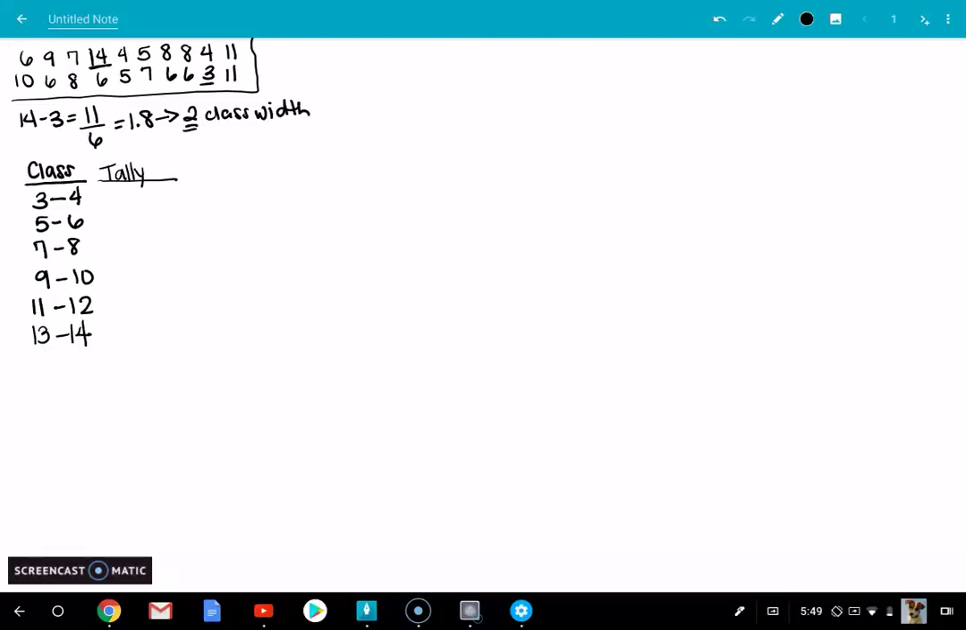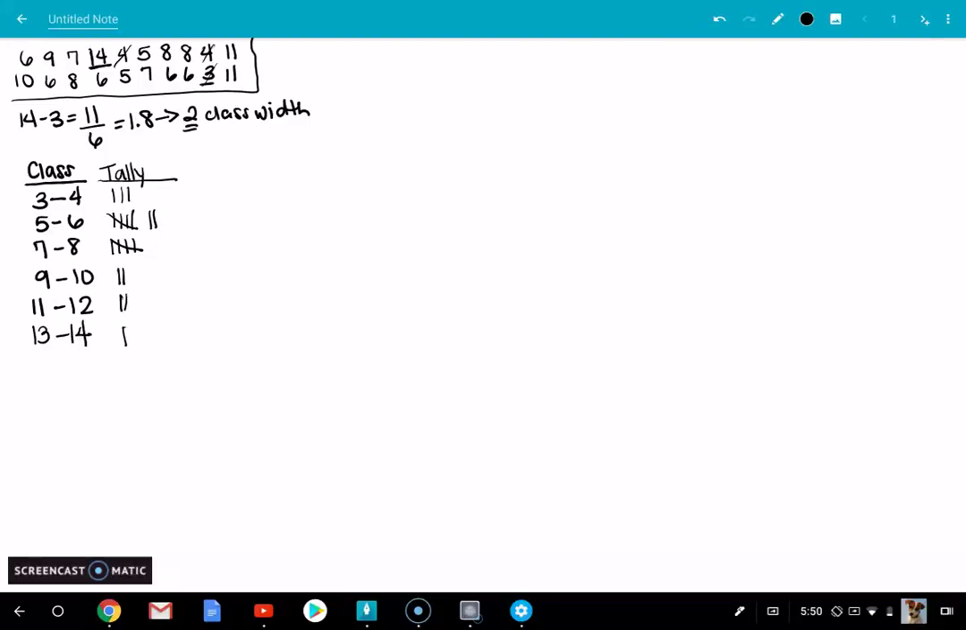So for 3 to 4, we see that we have 1, 2, 3. For 5 to 6, we have 7: 1, 2, 3, 4, 5, 6, 7. For 7 through 8, we have 5: 1, 2, 3, 4, 5. For 9 to 10, we have 2: 1, 2. For 11 through 12, we have another 2. And for 13 through 14, we have 1 more left, so 1.